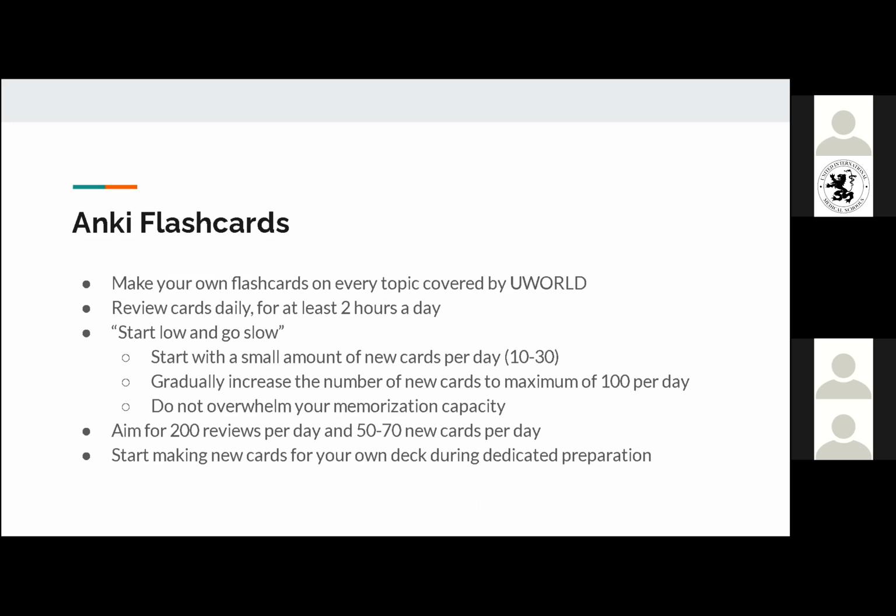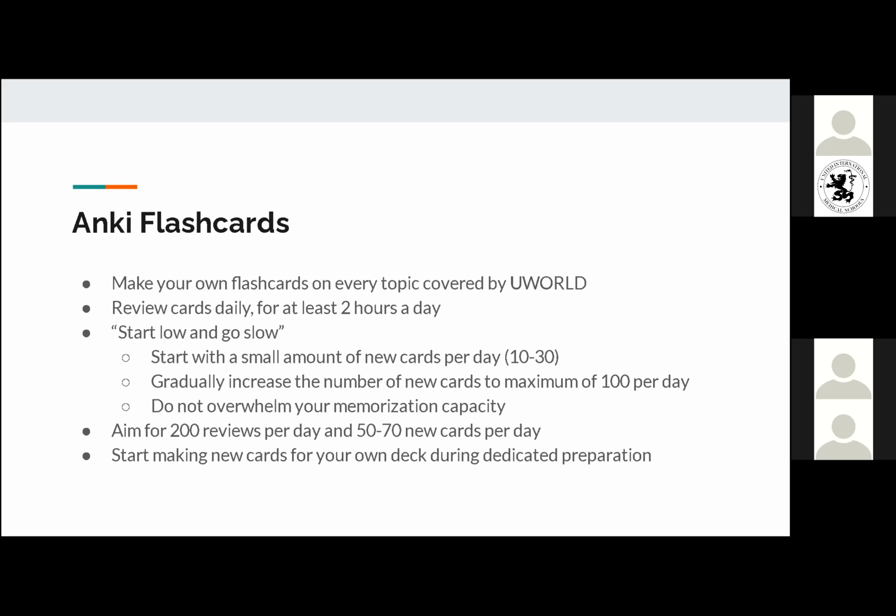You have to start low and go slow, which means that you start with a small amount of new cards per day. In the beginning, the amount of new cards you see per day from your deck can be 10 to 30 cards. Then you gradually increase the number of new cards. I think in general the maximum was 100 per day. I think I only did 17 new cards per day maximum because I didn't want to overwhelm my memorization capacity. You want to aim for 200 reviews per day and 50 to 70 new cards per day. That's the optimum goal for doing Anki flashcards every day.